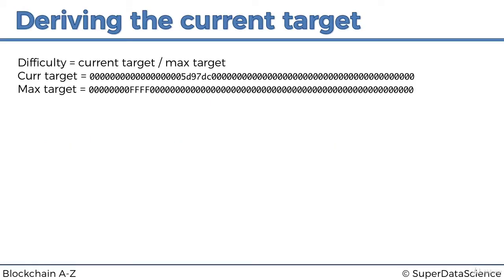We talked about this in the difficulty tutorial, how difficulty is related to target. Difficulty is the current target divided by the max target. Here we can see that the current target has that many leading zeros and that number over there, and the max target has that number and that many leading zeros.